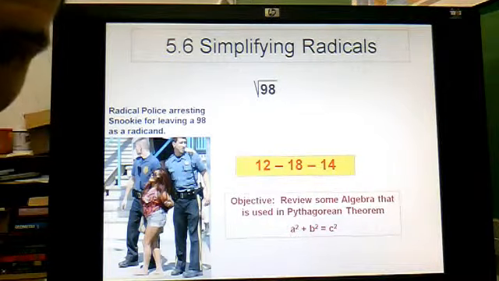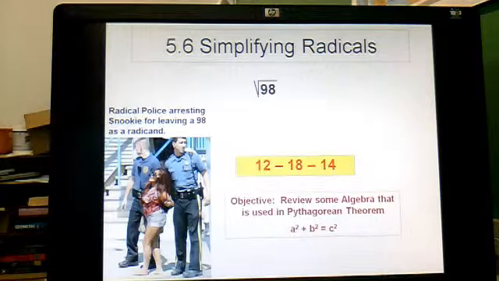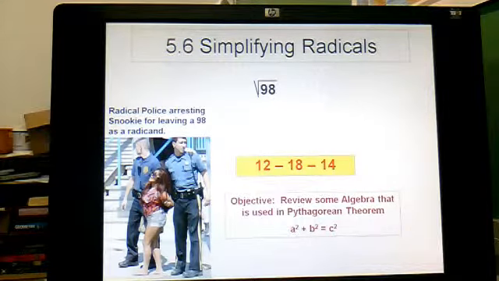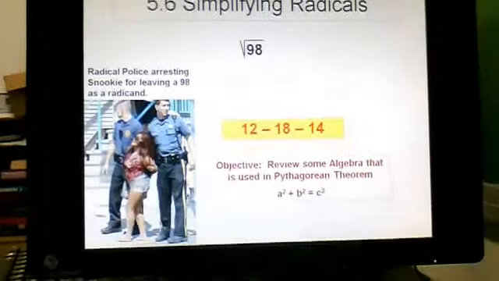You can already tell I don't like the quality of the screen on here. We're talking about reviewing radicals. Looking at square roots and radicals and simplifying them.